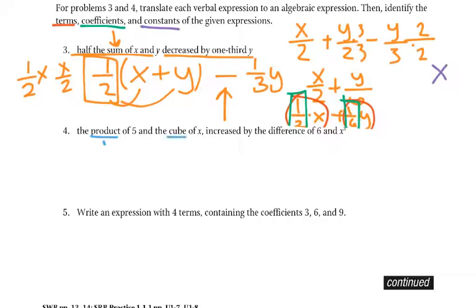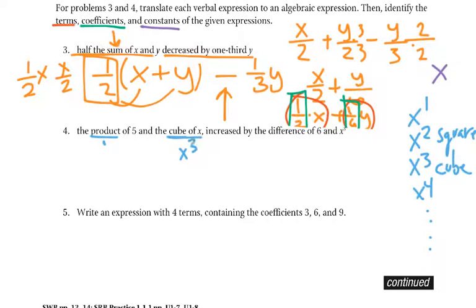A cube, you have just x to the first, x to the second, which is called squared, x to the third, which is called cubed, and then x to the fourth, and so on. You don't really have special names for those. You do, but you don't use them, so we won't worry about them. So the product of 5 and the cube of x, so the cube of x would be x cubed. Okay. The product of 5 and the cube of x would be 5 times x cubed.